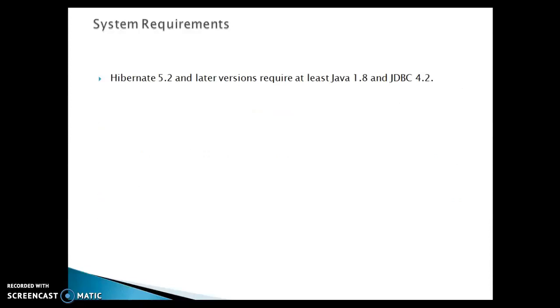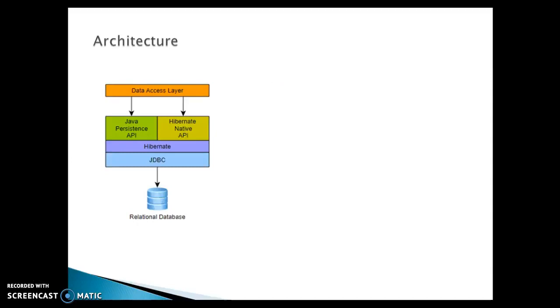Now when we talk about the system requirements, Hibernate 5.2 and later versions require at least Java 1.8 and JDBC 4.2. Now let's talk about the architecture. Hibernate as an ORM solution effectively sits between the Java application data access layer and the relational database. As you can see in the diagram, the Java application makes use of the Hibernate APIs to load, store, query, etc. its domain data.